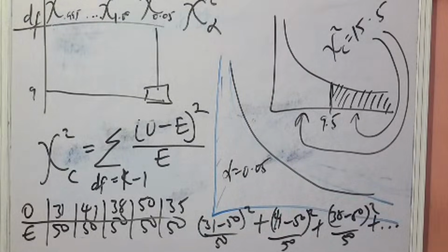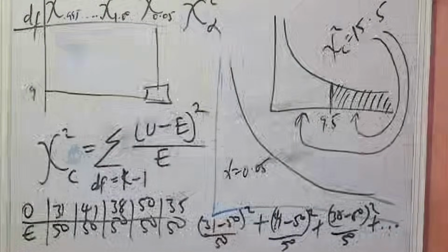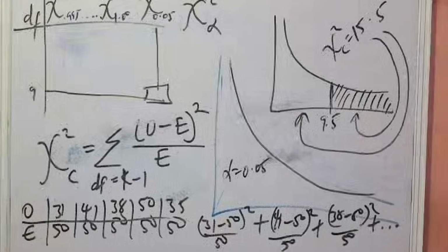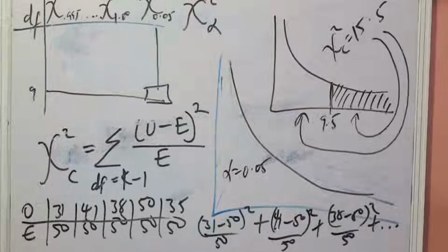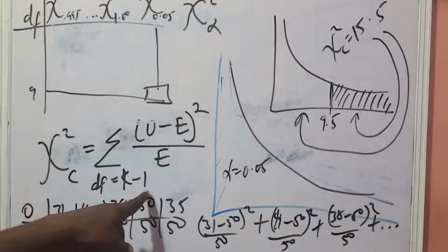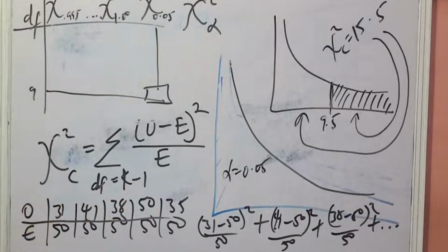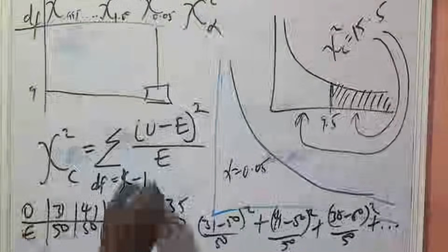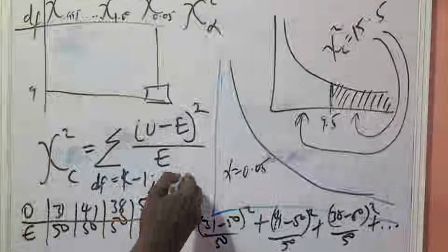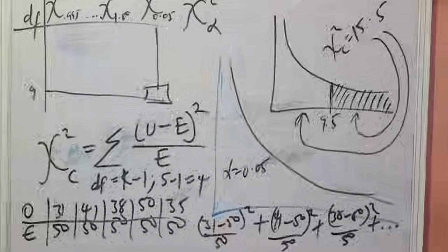I need to state that we're dealing with a goodness of fit test, because the degree of freedom for a test for independence is different. For a goodness of fit test, your degree of freedom is the number of categories minus 1. In this case the number of categories was 5, so my degree of freedom will be 5 minus 1. That would be 4.